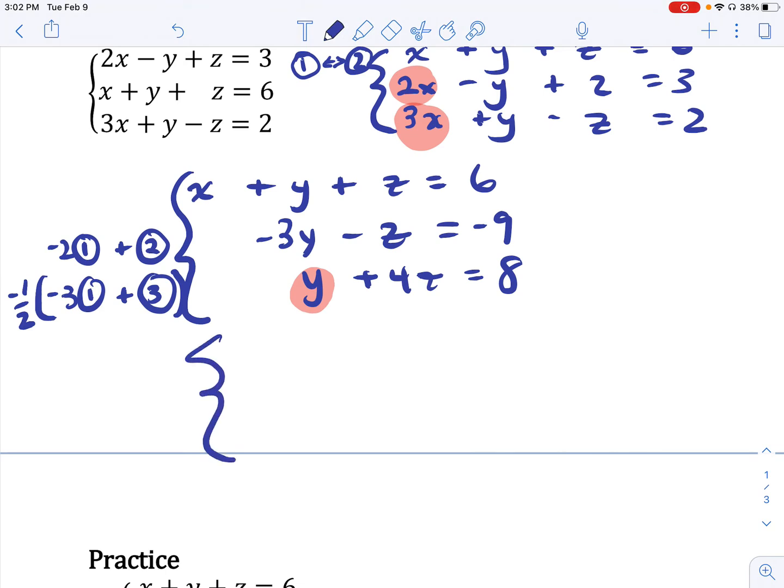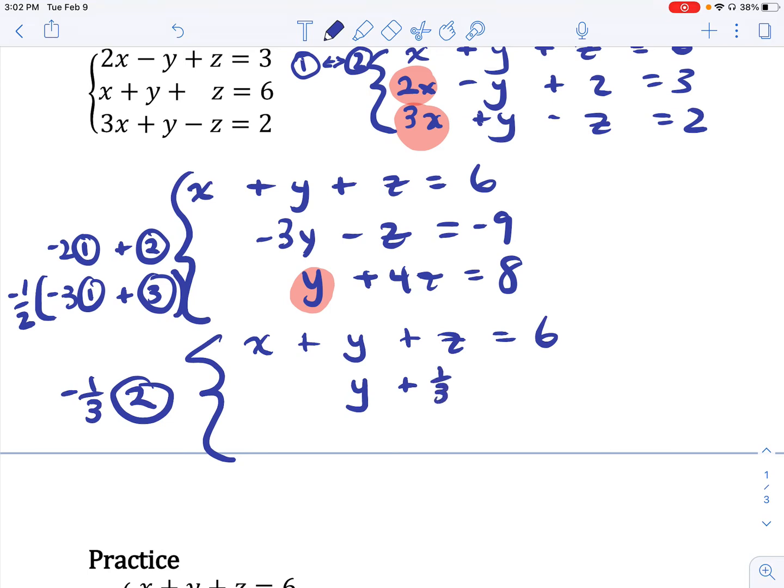So again, my first row was good. x plus y plus z is equal to 6. This row 2, in order to get this with a leading coefficient of 1, I just need to divide everything here by negative 3. So I'm going to multiply row 2 now by negative 1/3, which is equivalent to dividing it by negative 3. And now what we're left with, if this is y, this would be positive 1/3 z, and this would then be positive 3. So this is equivalent to me dividing everything here by negative 3.